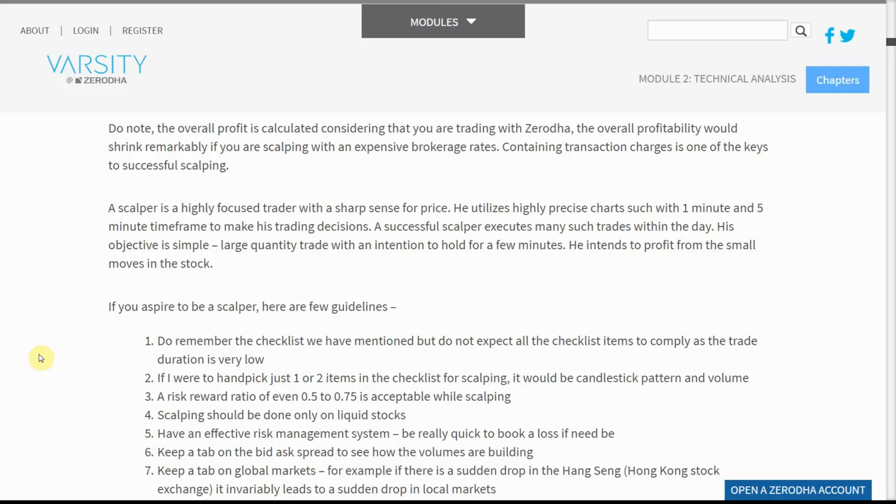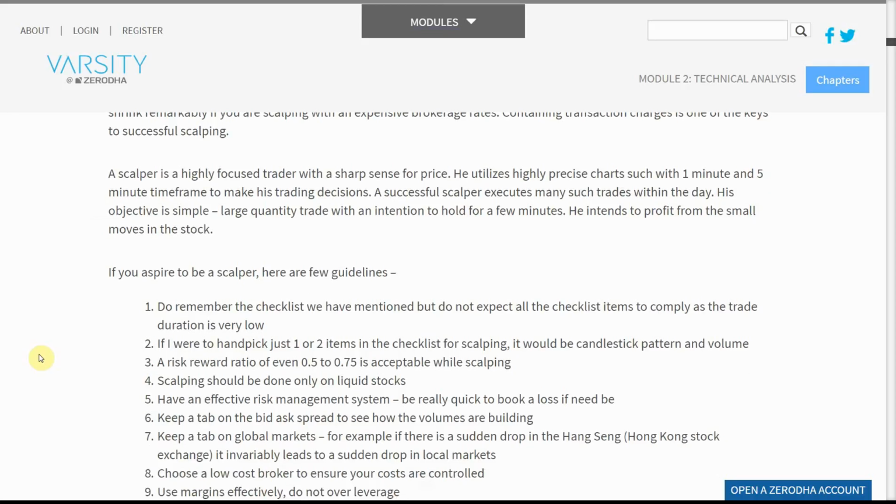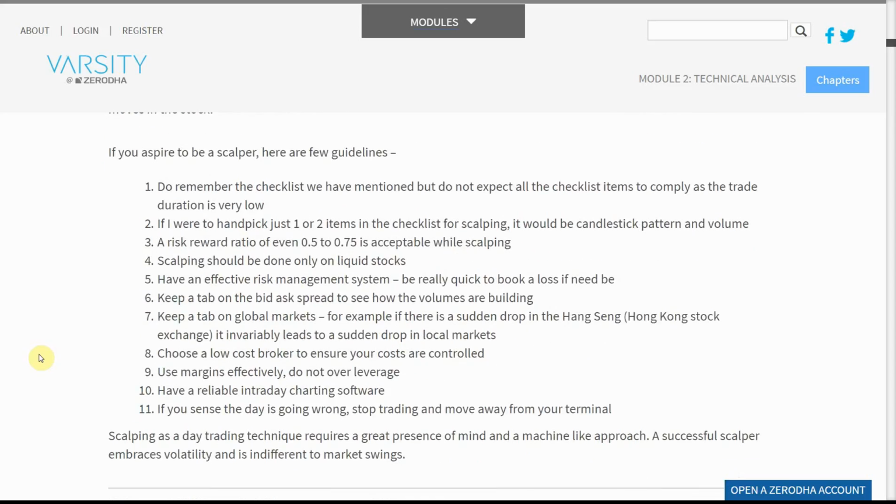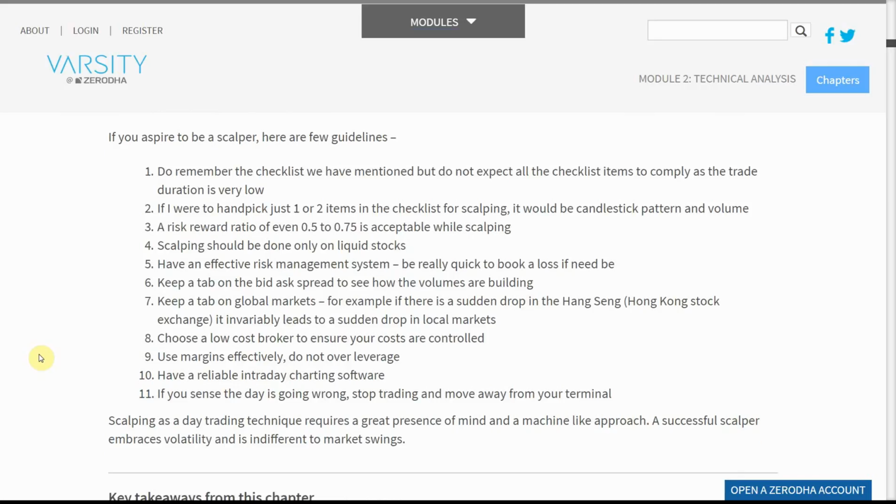If you aspire to be a scalper, here are a few guidelines. Do remember the checklist we have mentioned, but do not expect all the checklist items to comply, as the trade duration is very low. If I were to handpick just 1 or 2 items in the checklist for scalping, it would be candlestick pattern and volume. A risk-reward ratio of even 0.5 to 0.75 is acceptable while scalping.